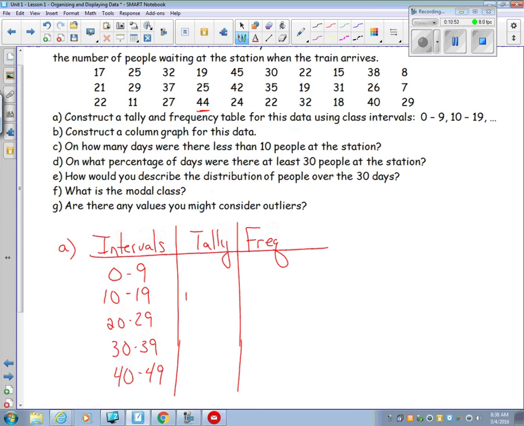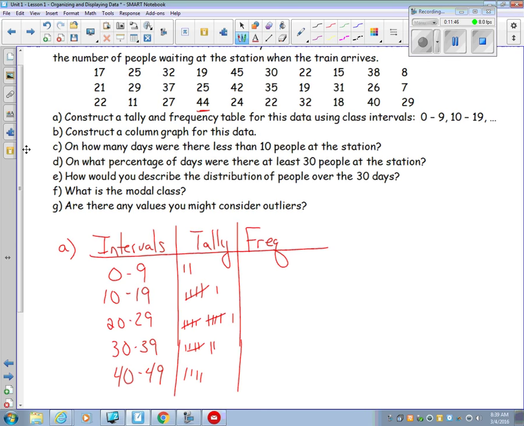So 17 fits in here, 25 in there, 32, 19, 45, 30, 22, 15, 38, 8, 21, 29, 37, 25, 42, 35, 19, 31, 26, 7, 22, 11, 27, 44, 24, 22, 32, 18, 40, and 29.